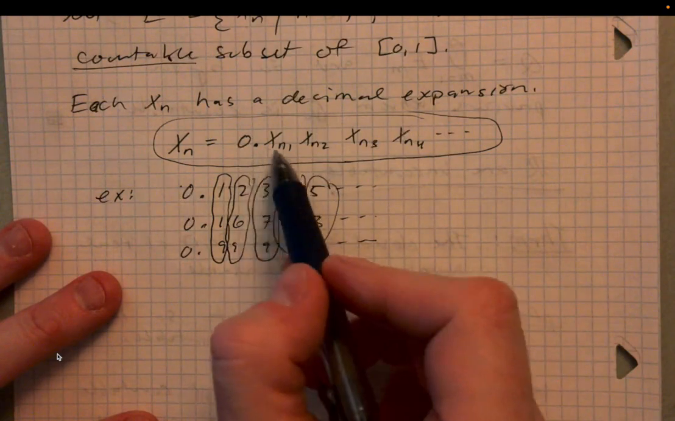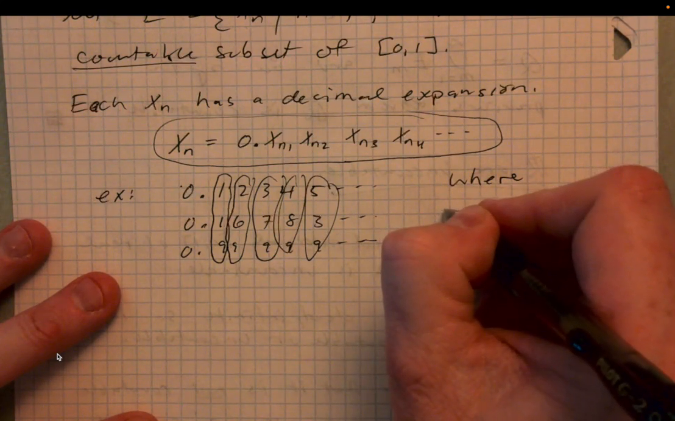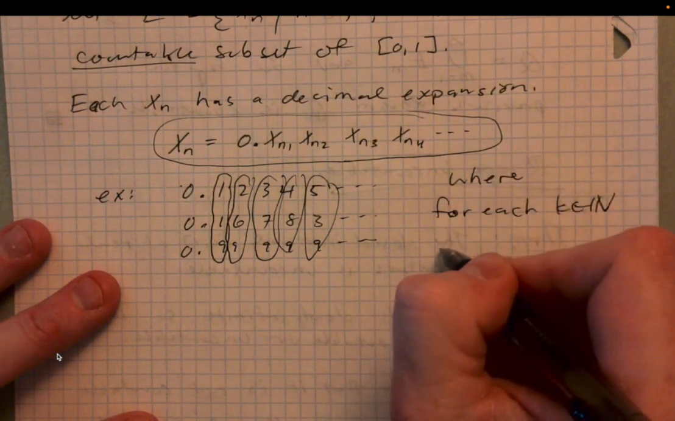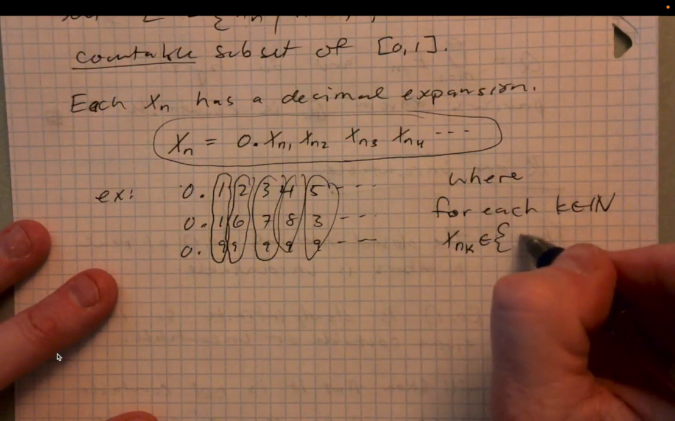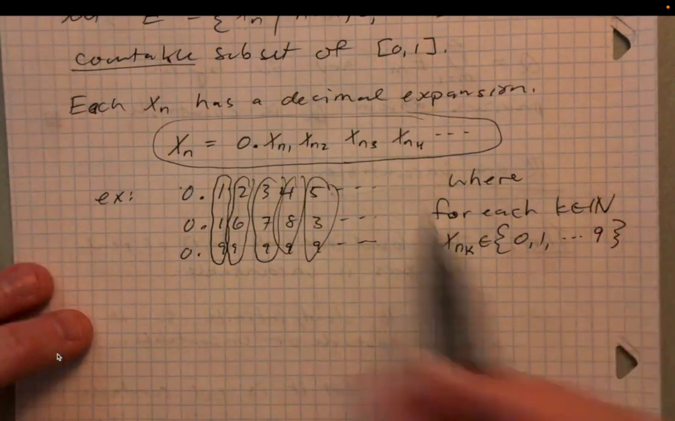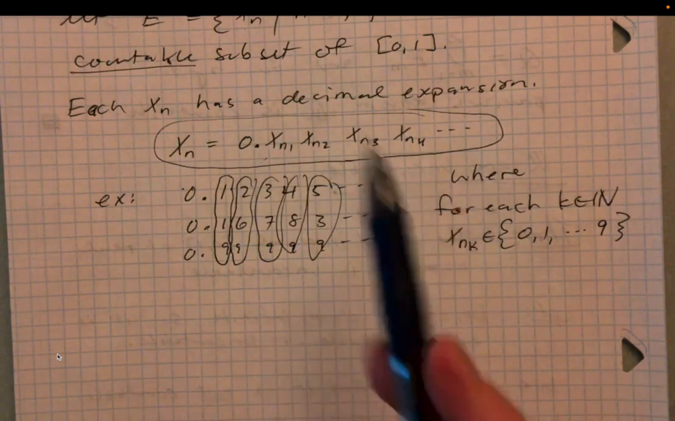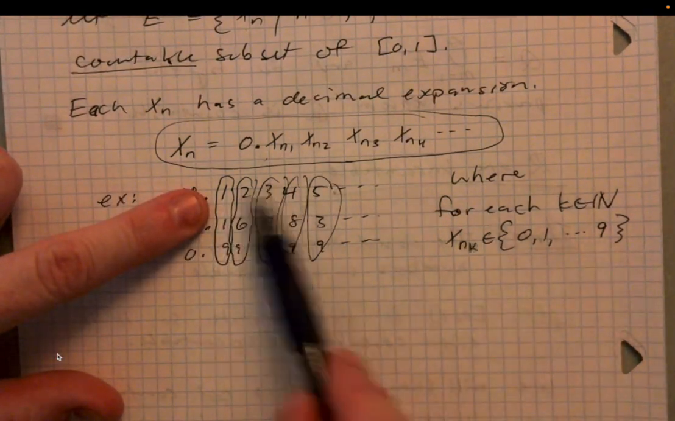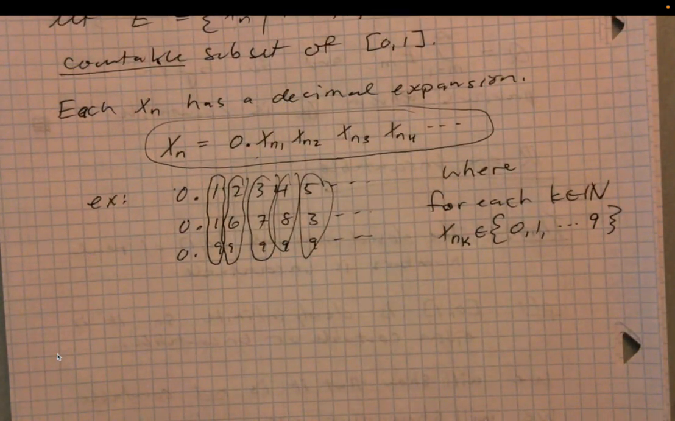Now, each of these xni's, where for each k in N, xnk is a digit. It's a 0, 1 through 9. Basically I'm saying that these are all single digits, 0 through 9. So for example, 0.1, 1 is in here, 2 is in here, 3 is in here, and so on. All right, so we've got this list of numbers.